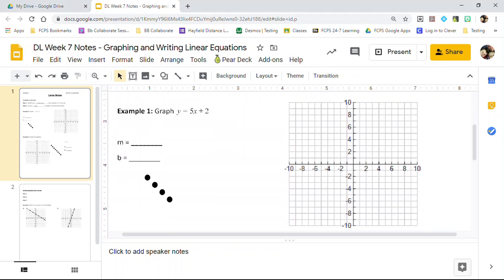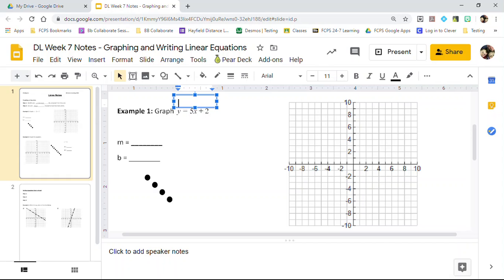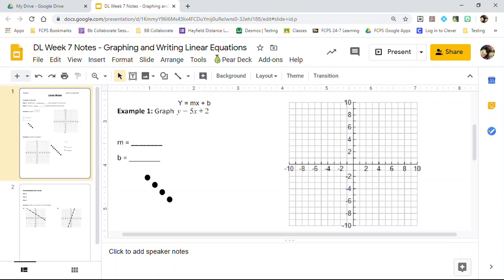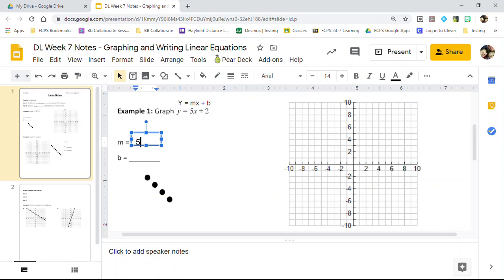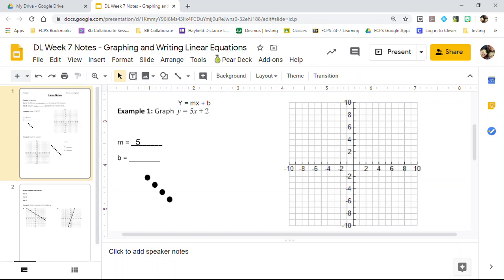Alright, so now let's take a look at this. You're going to notice I've already given you some points here to use, so that'll help us out. One of the things we have to remember is the form of a slope-intercept equation, and that form is y equals mx plus b. We can utilize this to identify our slope and our y-intercept. Our slope in this case is the m value, the number in front of x. That number is 5. Our y-intercept is our b value, and in this case, it's a positive 2.